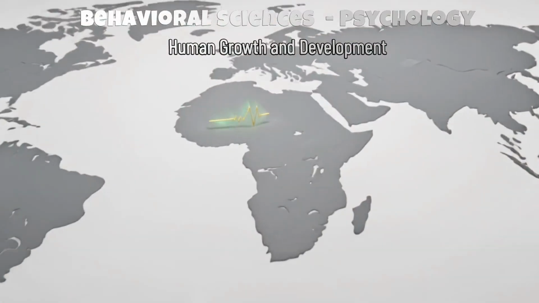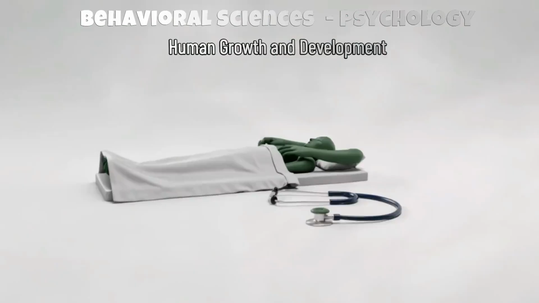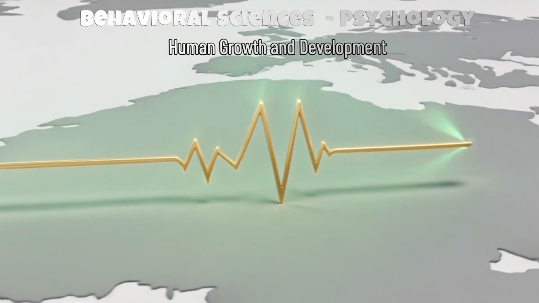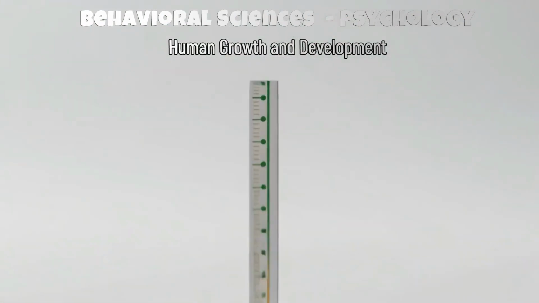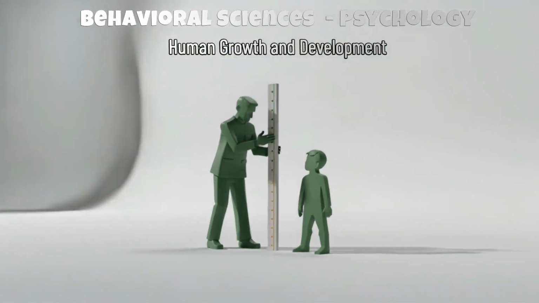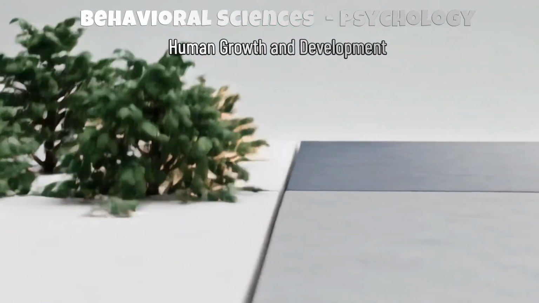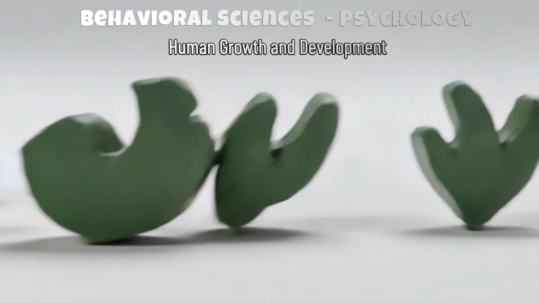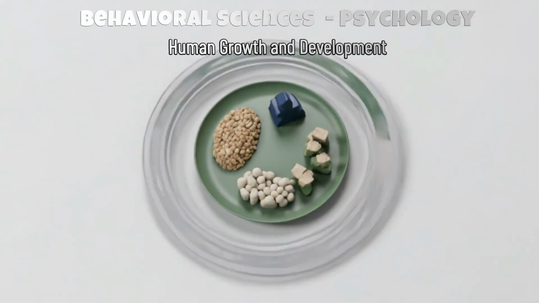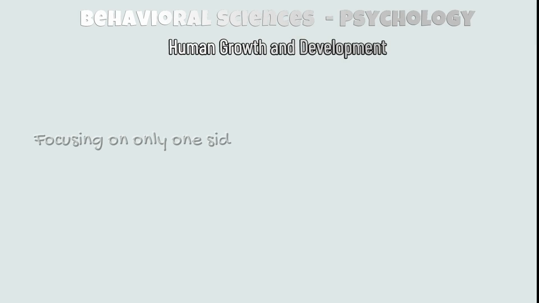As nurses, understanding this is not just academic. When you are caring for a child with delayed development, you must consider both the biological factors, such as genetics and prenatal health, and the environmental factors, such as nutrition, stimulation, safety, and emotional support. Focusing on only one side gives you an incomplete picture.